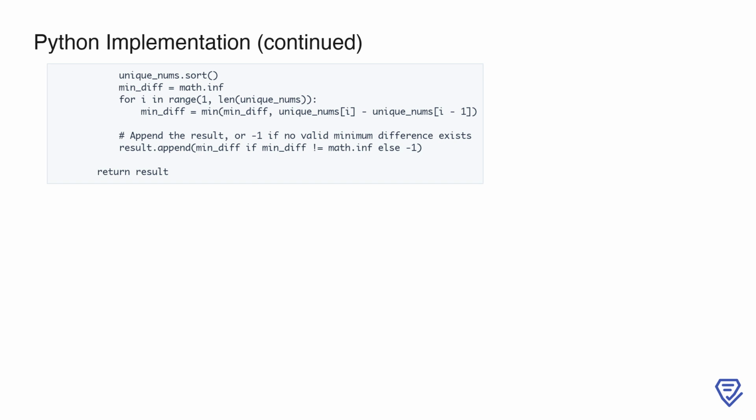Once all pairs are checked, we append the result of this query to the result list. If min_diff remains positive infinity, which happens when there are no distinct numbers in the range, we append -1 to indicate no valid difference exists. Finally, after processing all queries, we return the result list containing the answers for each query. This efficient approach leverages pre-computation and sorting to handle multiple queries while minimizing redundant calculations.